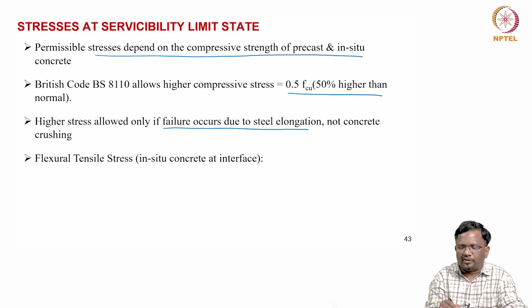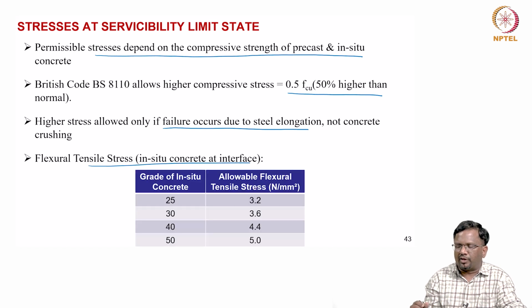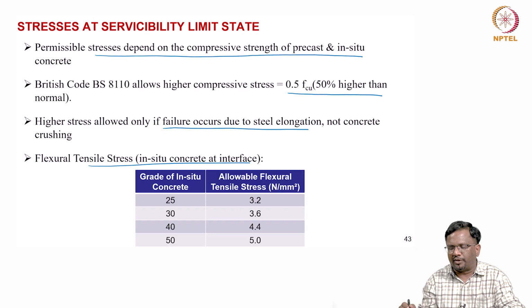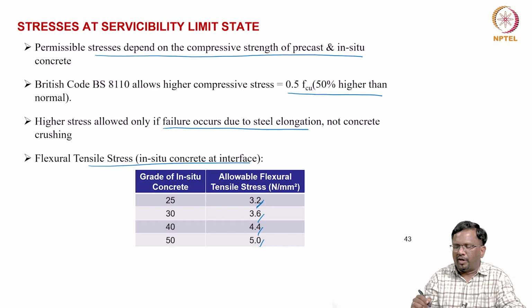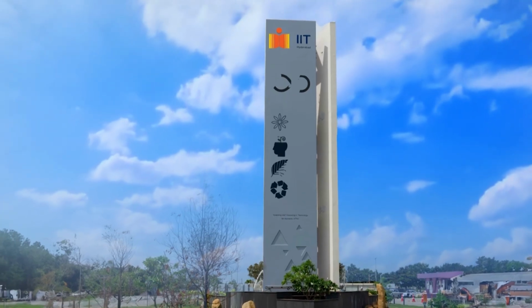And for flexural tensile stresses, especially in situ concrete at the interface, there are some limits that are given for the allowable flexural tensile stresses: you get 3.2, 3.6, 4.5. The higher the strength of the concrete, the higher the flexural tensile stress that is allowed. And this will happen when you have transfer of pre-stress happening sometimes.